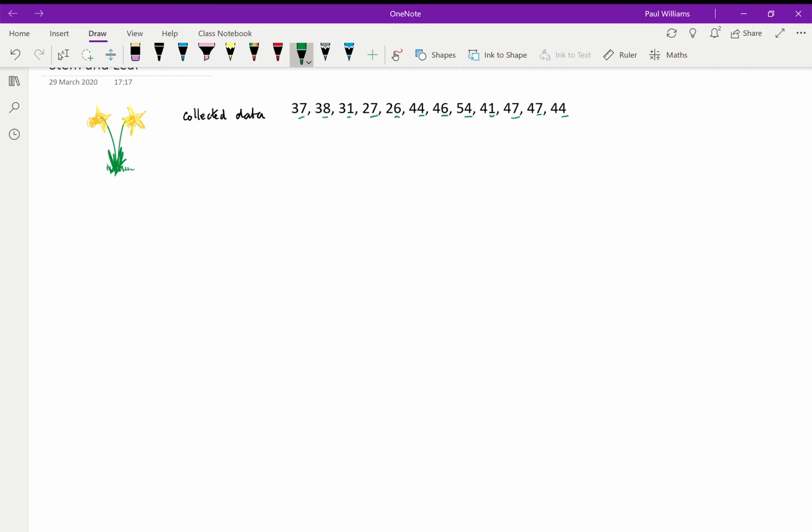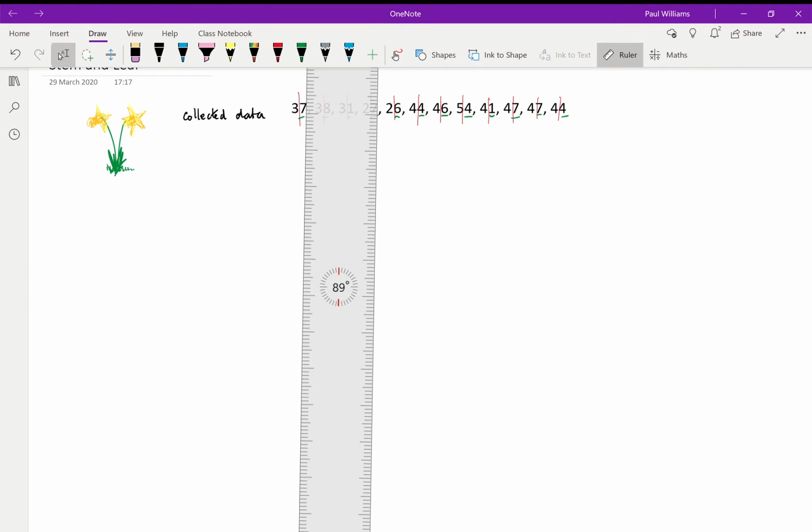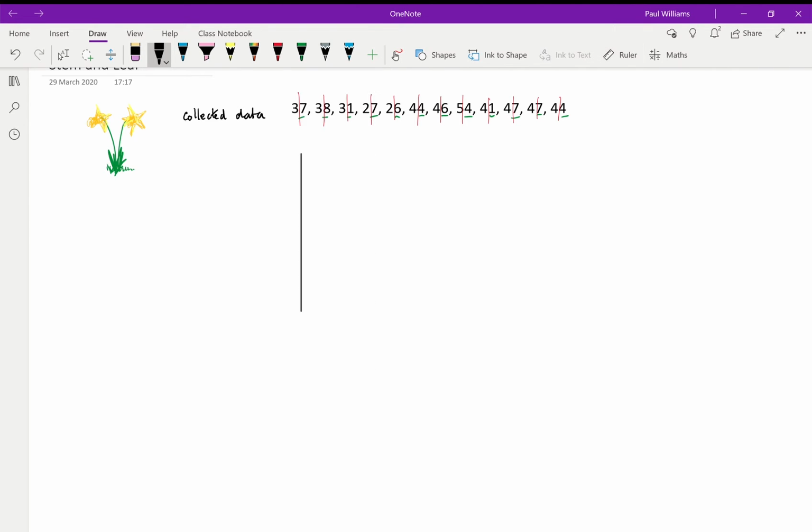That might be fun. That leaves us then with a whole lot of stems. So I've got some 3s and some 2s, some 4s, I've even got a 5. And these are my stems. So I've now got some green leaves and some stems. And I need to start by making my diagram. So it helps if I have a ruler, and then I can draw a nice straight line. So I've got an organized diagram.